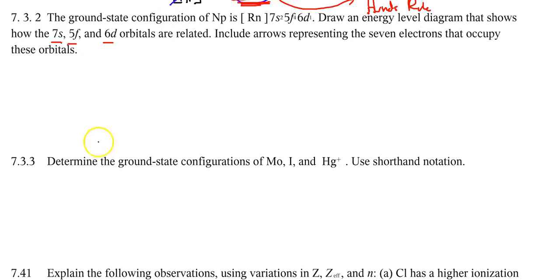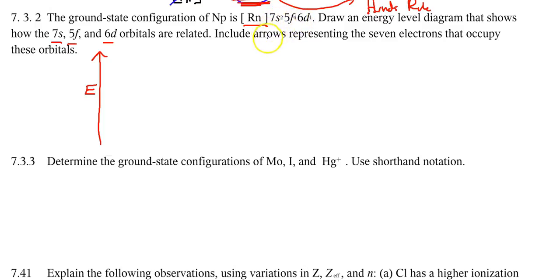So an energy diagram would basically be: here's my energy. Out of the group, let's look at 7s. Let's go look at Neptunium. They're telling me that it's radon, and then it becomes 7s2, 5f4, 6d1. Now they're putting the 6d1 at the end, but initially 6d fills first. Don't get confused by that.